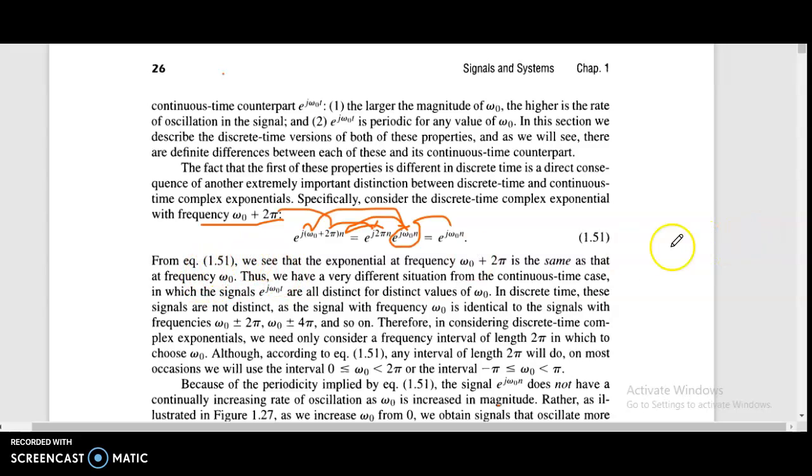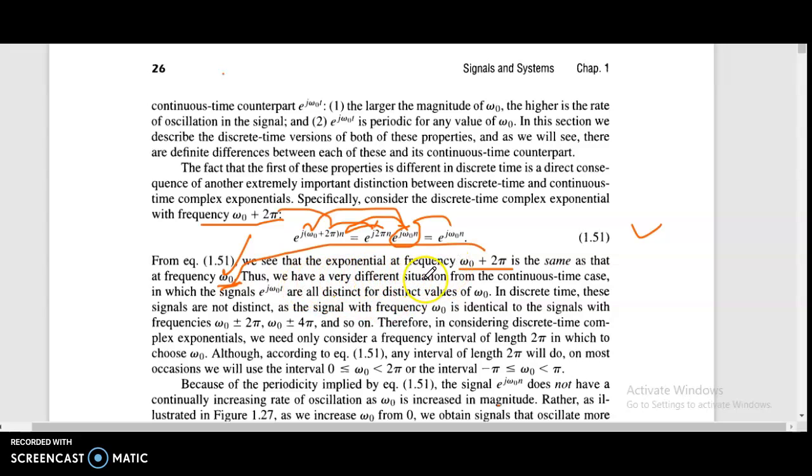From equation 1.51 we see that the exponential with frequency omega naught plus 2 pi is the same as the exponential with frequency omega naught. Both frequencies give the same signal here.